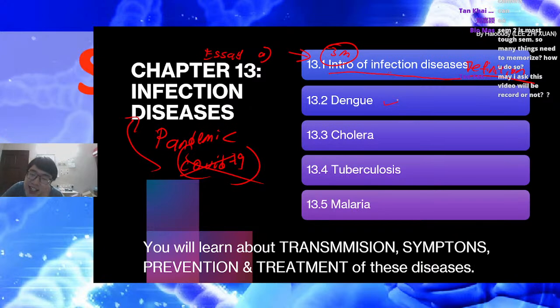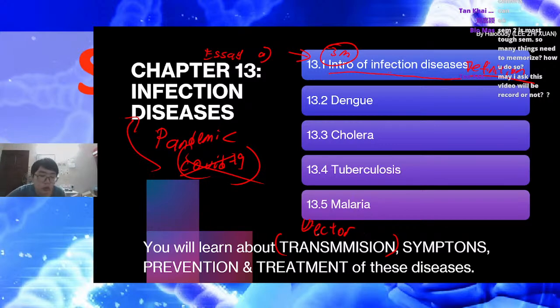So dengue, I think this is the famous one because everyone in Malaysia would know what is dengue. Right? Okay. So what do you learn in all these kinds of disease? You have to know transmission. Macam mana dengue boleh spread? Apa caranya? Kenapa dengue boleh spread? Kolera guna what vector? Use what kind of vector to spread this disease? There are many vectors you have to know.